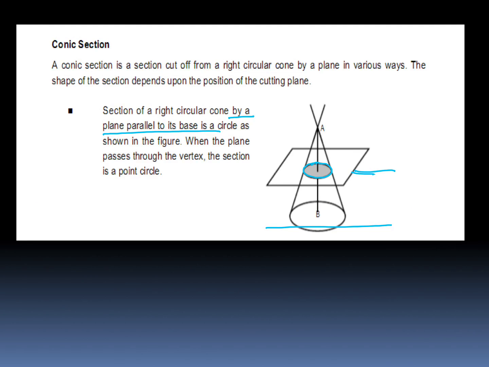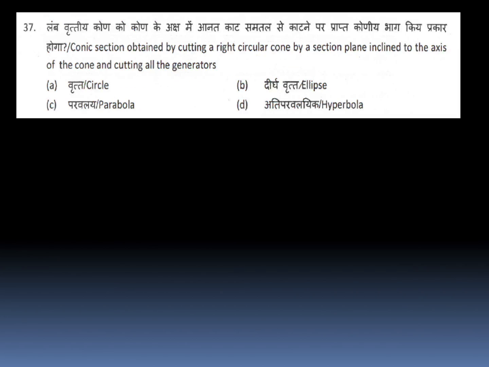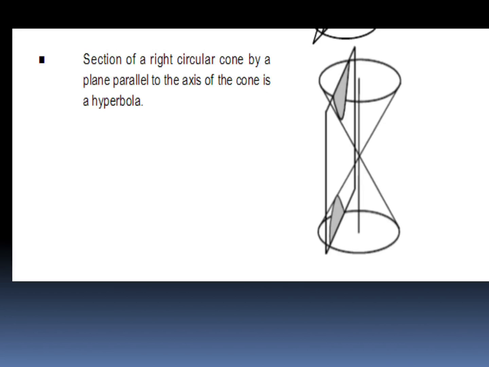So in this question, conic section obtained by cutting a right circular cone by a section plane inclined to the axis of the cone, you will get your ellipse. For a hyperbola, you have to cut the cone with a plane parallel to the axis of the cone. This is your cone axis. This plane is parallel to the axis. Then you will get a hyperbola. This is also important.